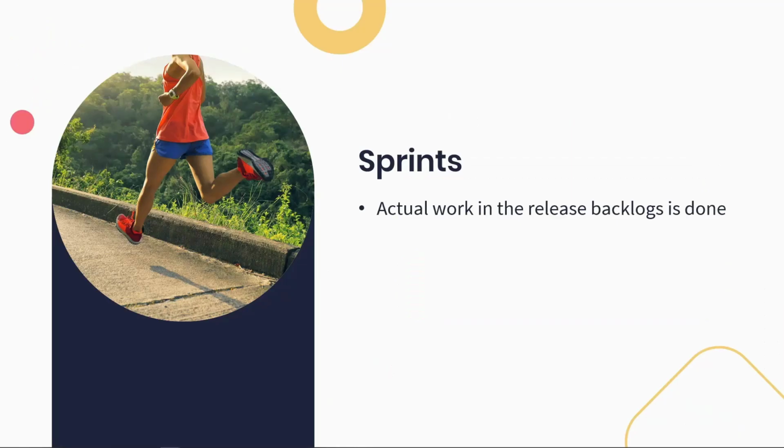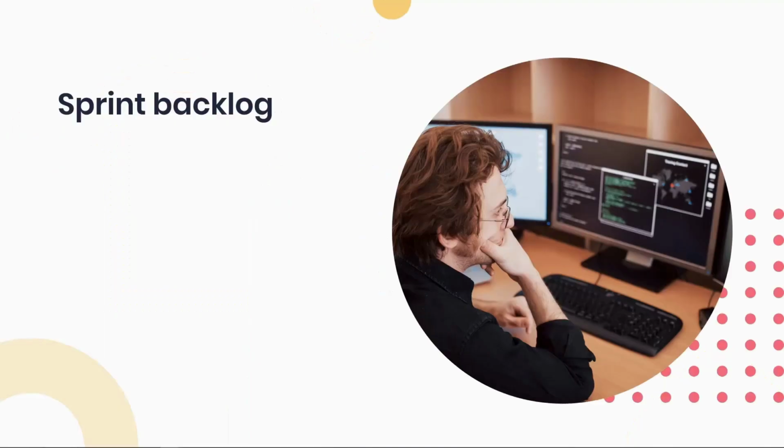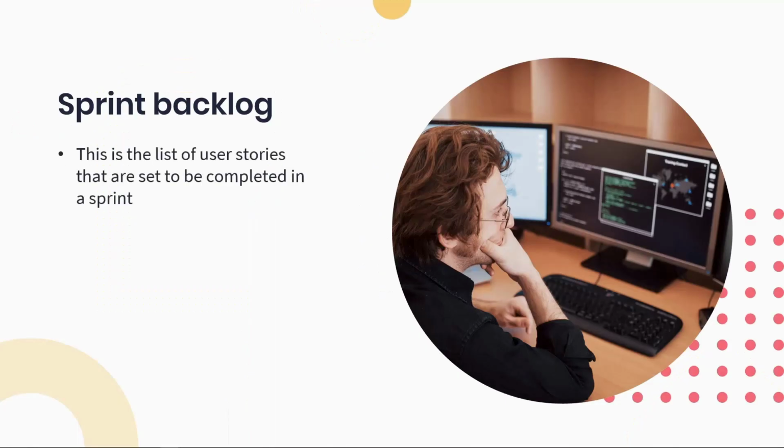These are typically decided by the product owner and the development team, and can typically last anywhere between 2 and 4 weeks. During this time, the development team sets out to complete all the user stories in the product backlog. Sprint backlog. Almost like the release backlog, except that this is the list of user stories that are set to be completed in a sprint.